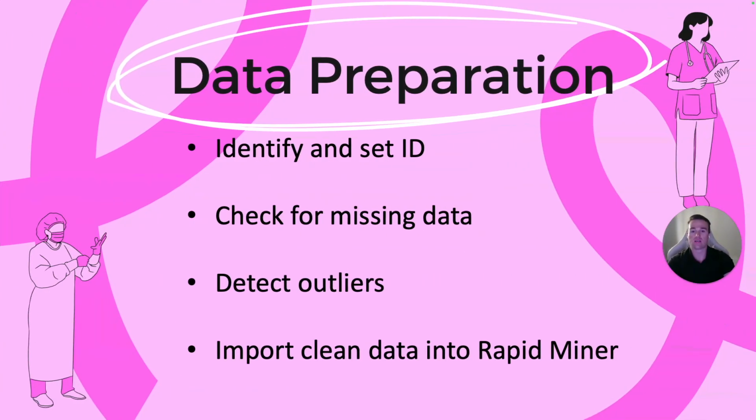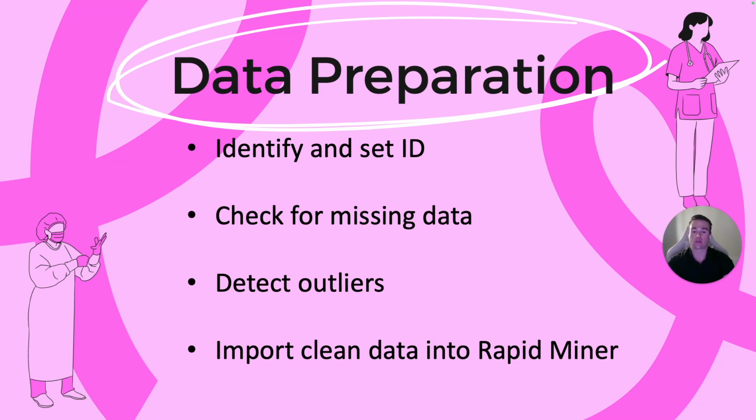For preparing the data, the first step was to identify and set the ID. So one of the attributes was patient ID. It's a random number assigned to the patient for identification purposes only, and it holds no statistical significance to our analysis. So the data was imported into RapidMiner, and the set role operator was used to identify that attribute as an ID. Next, I went in and I checked for missing data, and I saw there was none, so that's good. All the data is there. We don't have to remove any patients for having missing data.